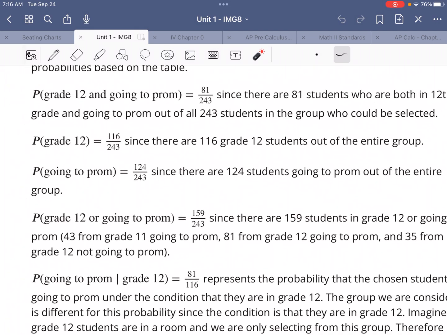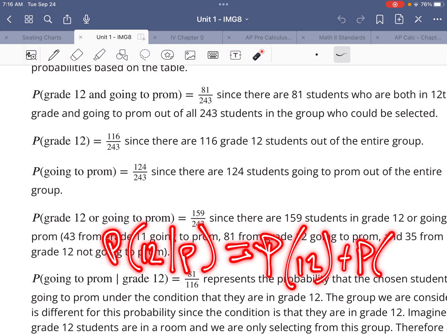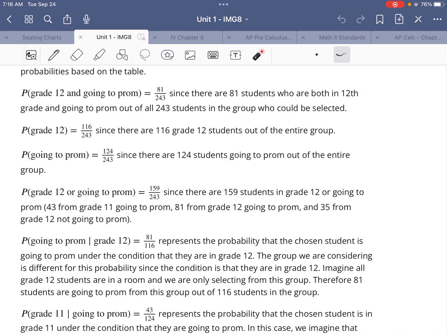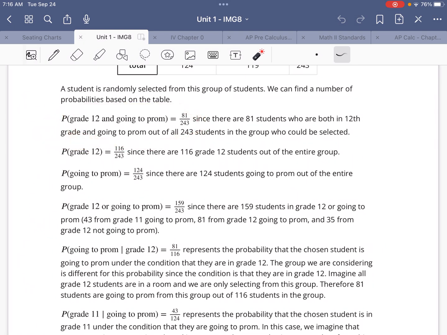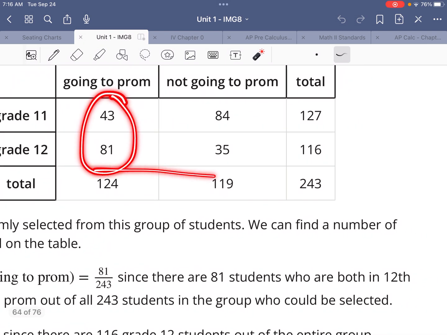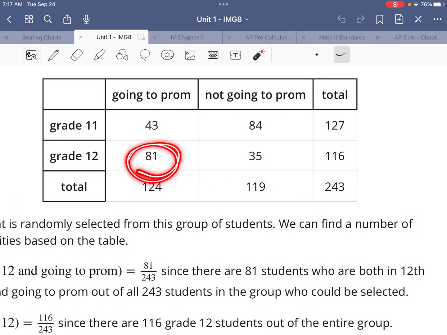Now, if you recall, there is actually a rule for this too. The probability of grade 12 or prom would equal the probability of grade 12 plus the probability of prom minus the probability of grade 12 and going to prom. The reason for that is if we add this number and this number together, we're adding up all of these, and then we're adding up all of these, and if you look, 81 got counted twice. That and category got counted twice.